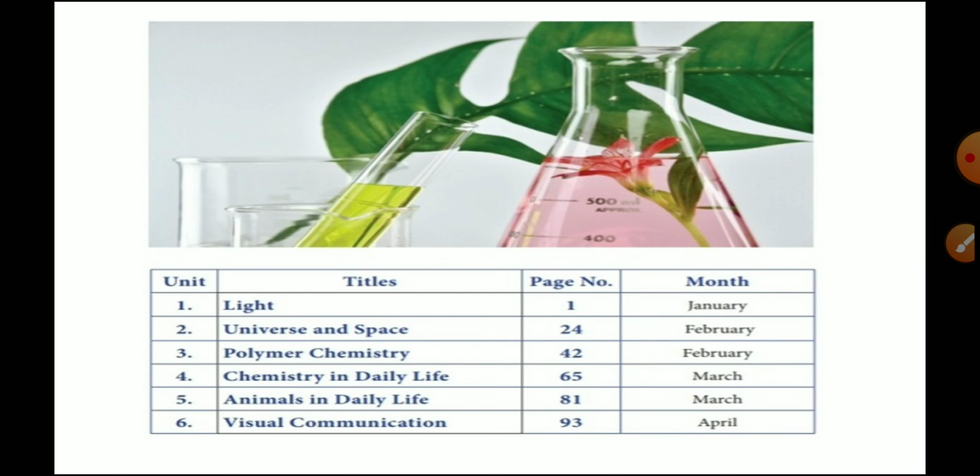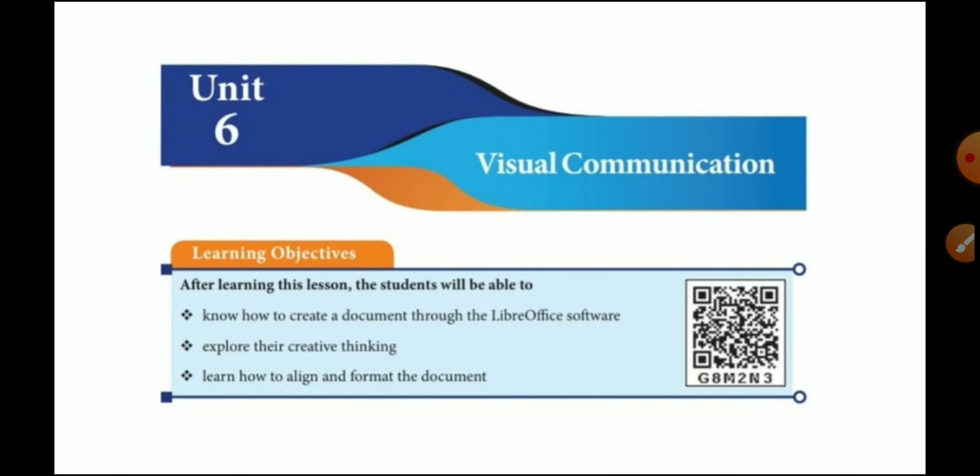Sixth unit, visual communication. The title is visual communication. This topic is in a computer science topic. In your science book, the last, sixth unit is visual communication. Visual communication means what? First we have to know the meaning of visual communication. What are the topics we are going to learn in this unit 6 itself? We have to see everything.